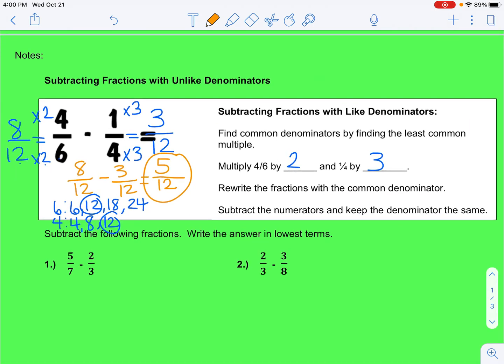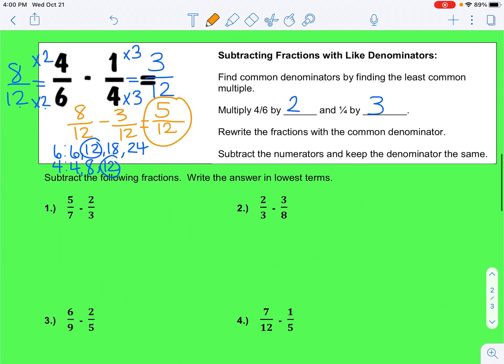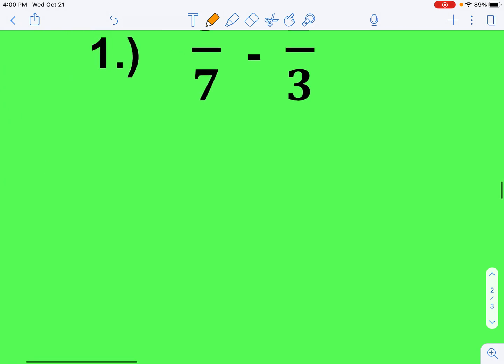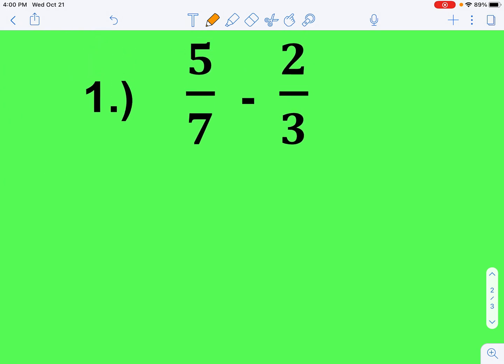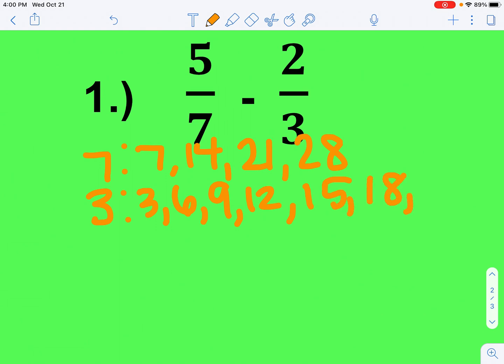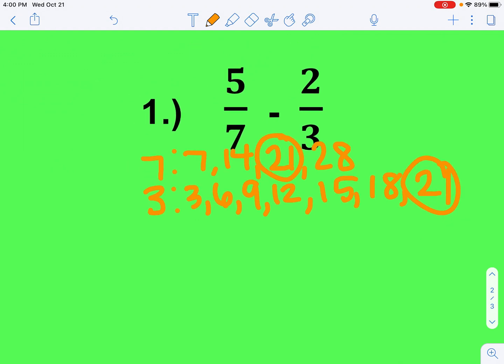So it's very similar to adding because we need to find the least common multiple, but now we are subtracting. So let's start with number 1. I have 5/7 minus 2/3. Again, we do our least common multiple. Start with your bigger number, 7, 14, 21, 28. That should be good. Now let's count by 3s. 3, 6, 9, 12, 15, 18, 21. So you can circle 21, and now let's figure out our new fractions.